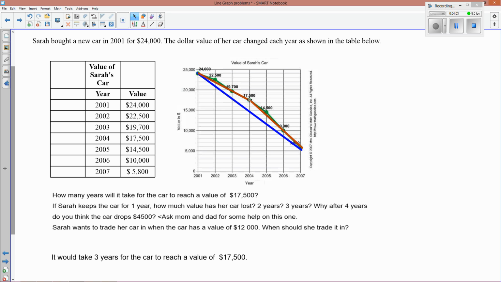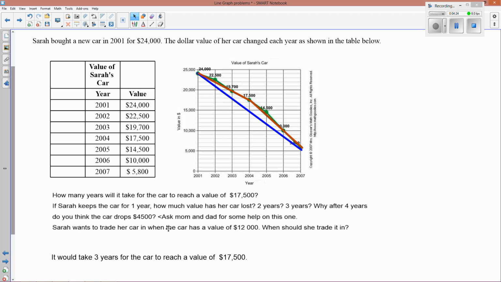And then it drops. All right. Why does it drop this huge amount in 1 year? After 4 years, why do you think the car drops? In here, between the 4th year and the 5th year, it drops $4,500. This is the point where I want you to ask mom and dad, why do cars drop in value after this? And there's a real good reason for it. You can figure it out.